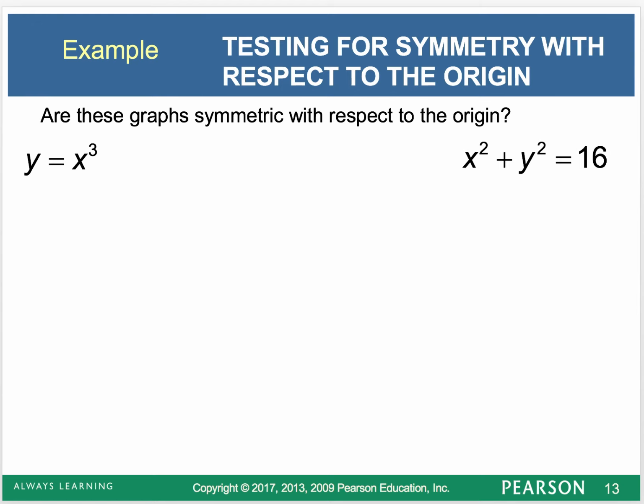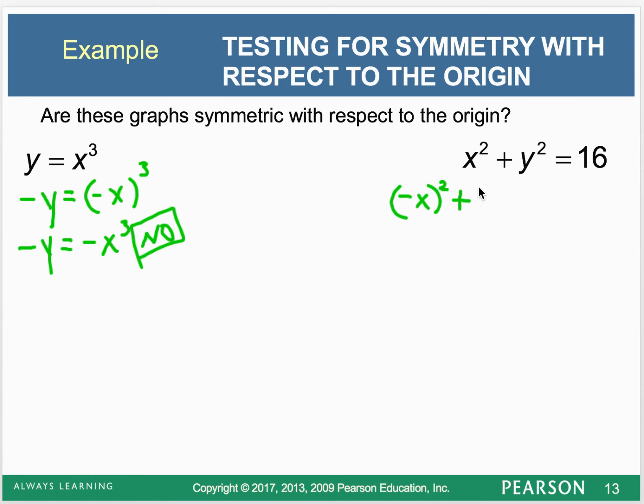Oh, now it's asking about symmetric with respect to the origin. That means I need to replace x and y. So negative y equals negative x cubed. And so negative y equals, because a negative cube still stays a negative. No, not symmetric with respect to the origin. Let's try that. Hey, didn't we just do this one? Okay, x and y. You might already be able to tell what's going to happen with this. It is symmetric with respect to the origin.